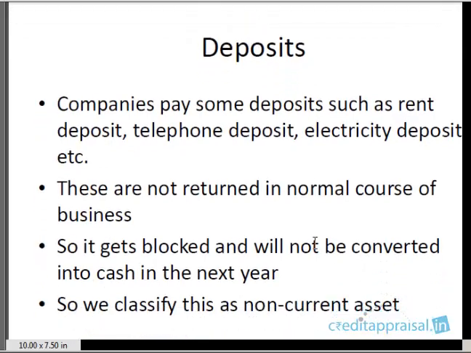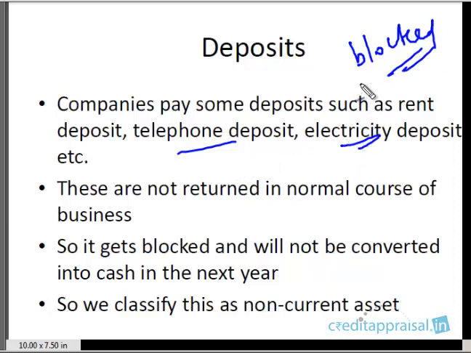Deposits, well, some companies pay deposits. You are aware of this. If you have purchased a house as an individual and you wanted an electricity or power connection, you have to pay some deposit. Or if you had a telephone connection, you have to pay some telephone deposit. So a deposit is something which goes to the company and it gets blocked. This is not something that will be returned to you, right? Maybe once the connection is terminated, once you shift the premises.